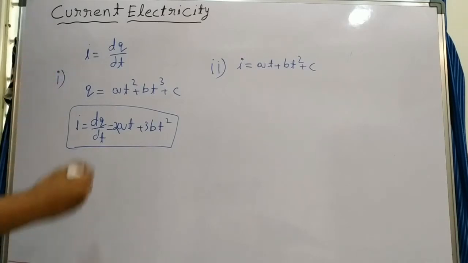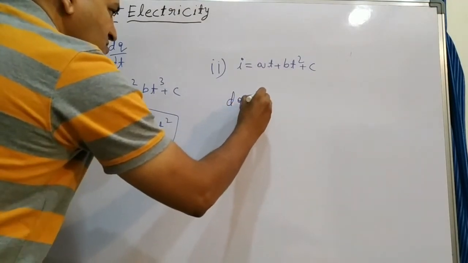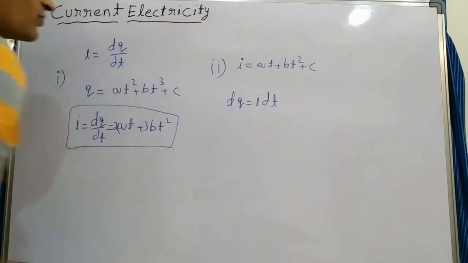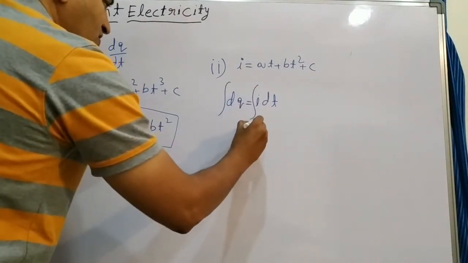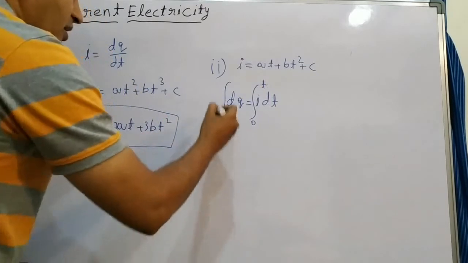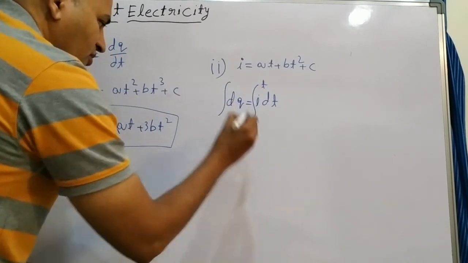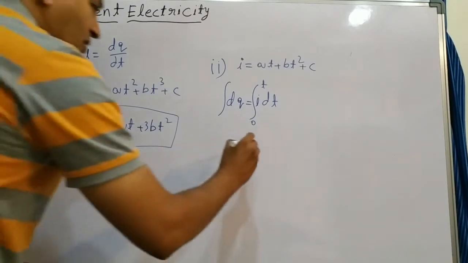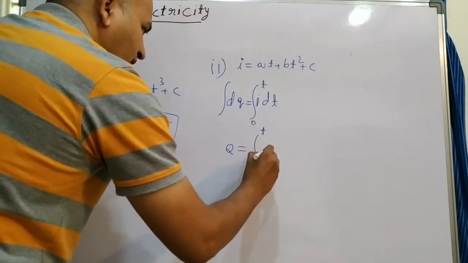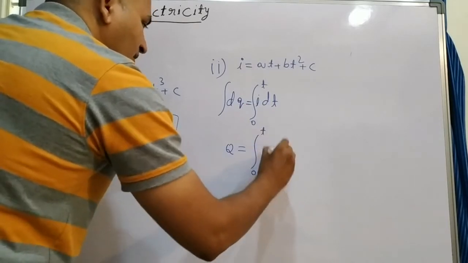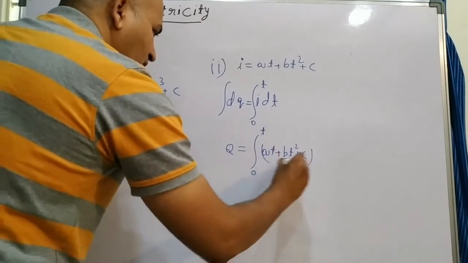So from this equation, what you can write, dq is equal to I dt. If you want charge, take integration on both sides, with time changing from 0 to t. Here the integral of dq is q, the total charge, which is equal to the integral from 0 to t of, in place of I, at plus bt square plus c, into dt.